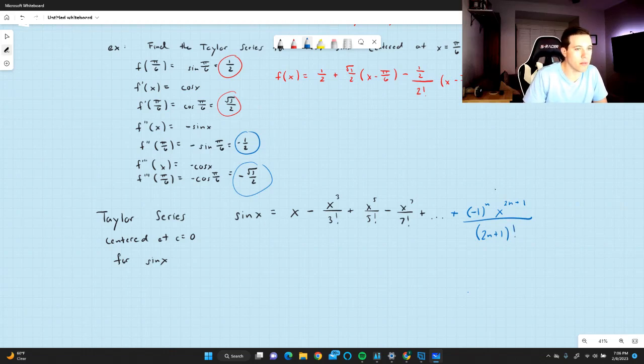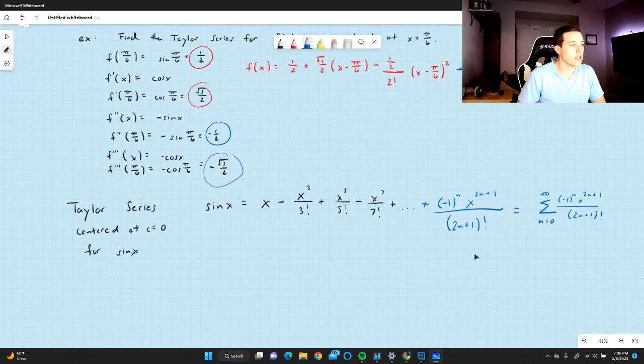So what does the sigma notation for that look like? It looks like the general term: negative 1 to the n, x to the 2n plus 1 over 2n plus 1 factorial. Starting this series at 0, so when you plug in 0, you better get x for the first term, and you do. Better get positive x, and then it goes to infinity. And that is your Taylor series centered at 0 for sine x.